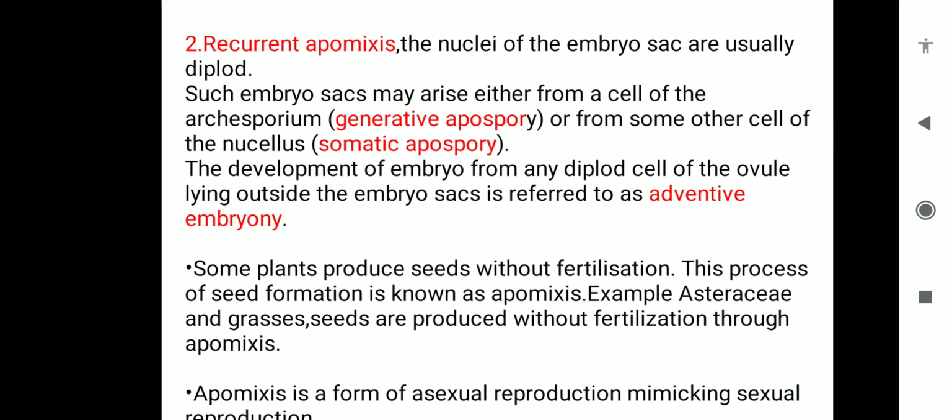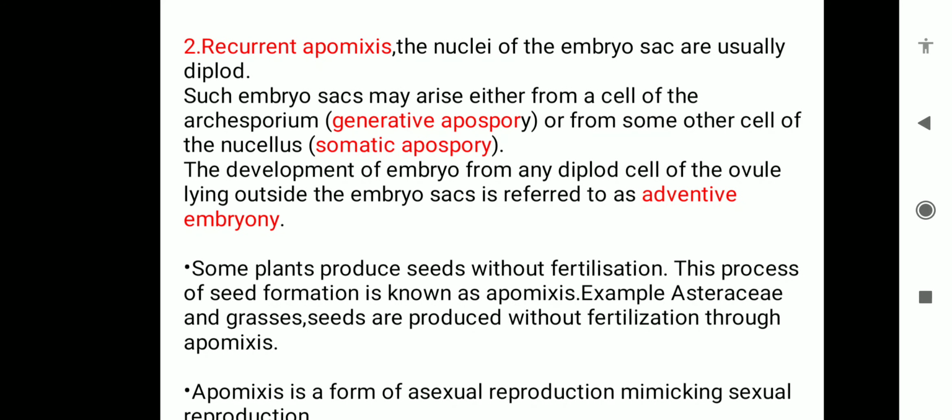कम टू द सेकेंड वन, रिकरेंट apomixis. In this, the nuclei of the embryo sac usually diploid. We know that usually the embryo sac nucleus is diploid in nature. Such embryo sac may arise either from a cell of the archisporium.